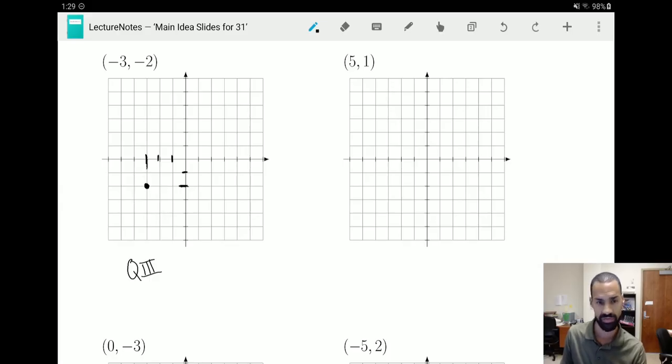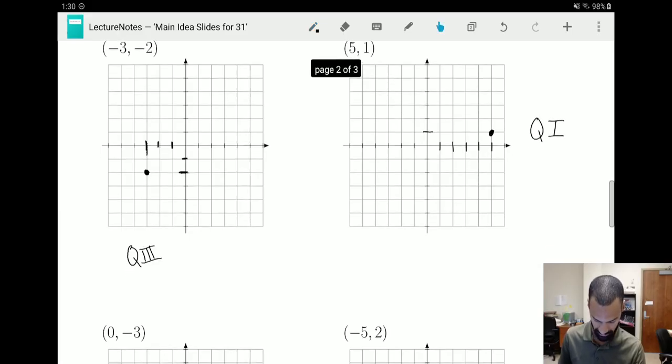Okay, what about 5, 1? So 5 is our x value, 1 is our y value. So on the x, we're going to go 1, 2, 3, 4, 5. And then on the y-axis, we're going to go up 1. That's going to be right here. And if I were to ask you what quadrant is that located in, you would say that's in quadrant 1. Okay, these aren't difficult, right?